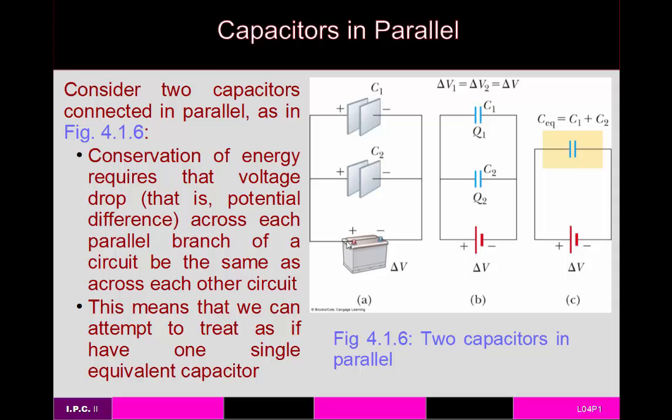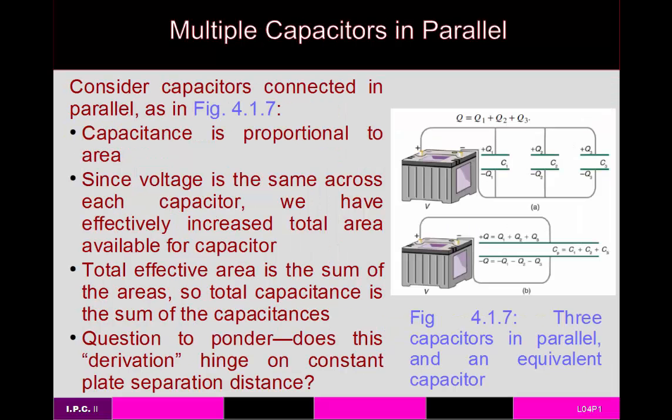What that means is that we can attempt to treat this pair of capacitors, or any number of capacitors that we want to put in parallel, as if they behave like a single equivalent capacitor. So that's what this diagram right here is showing. There's an equivalent capacitor which has a capacitance that's equal to the capacitance of the first plus the second. So we're going to look at why is that.